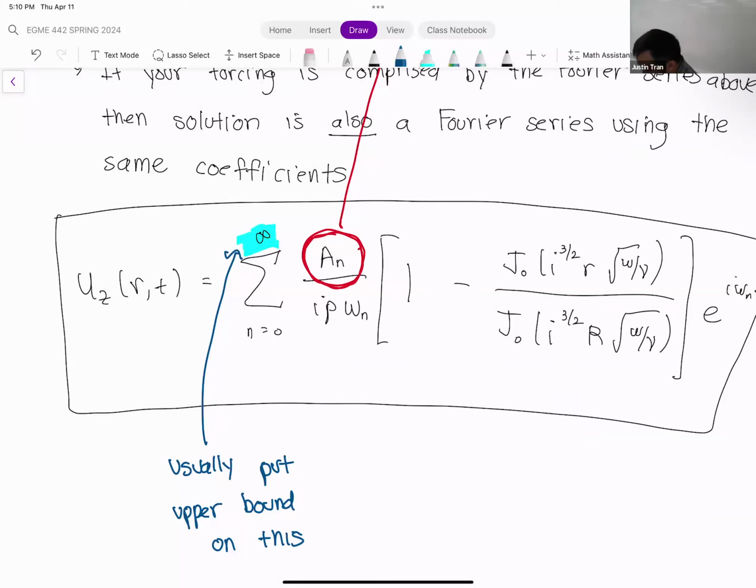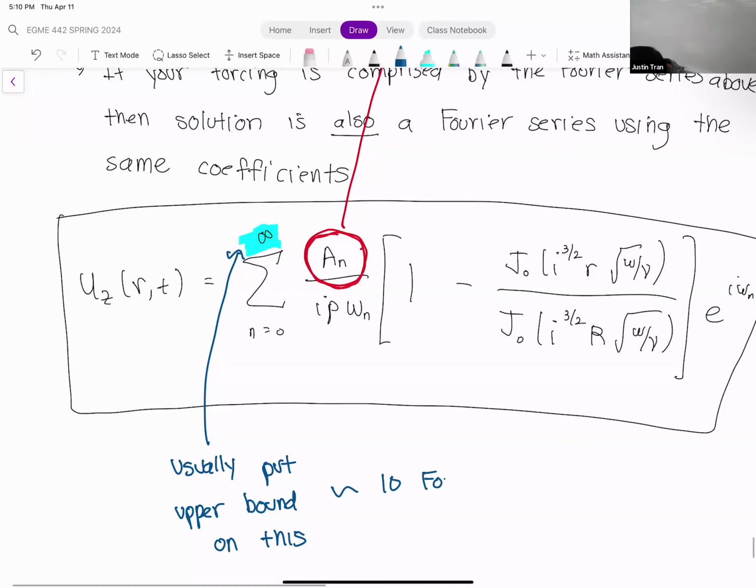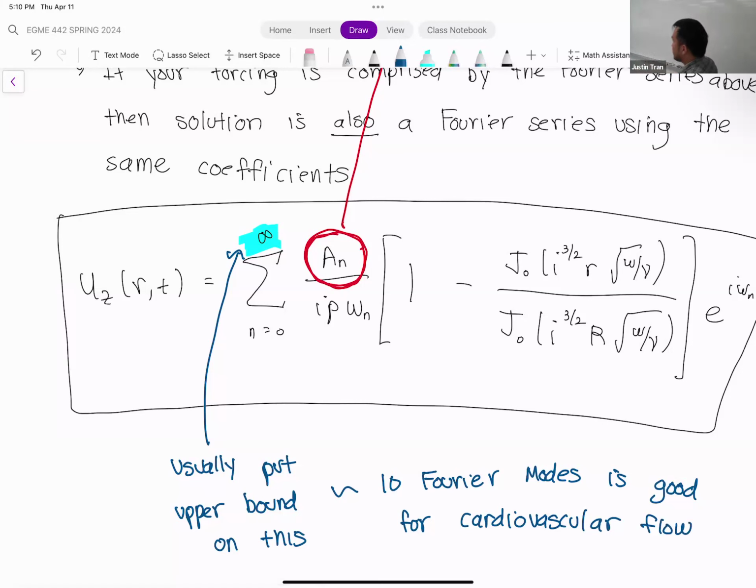So for cardiovascular flow, usually a cutoff of 10 Fourier modes is more than adequate. If you have about 10 modes, that captures most waveforms that you're going to see in the cardiovascular system. So that's actually a setting too. Once we start getting into CFD next week, there'll be a part where you're applying the unsteady boundary conditions. It's going to ask you how many Fourier modes you are going to apply for the solution. That's basically what it means there.